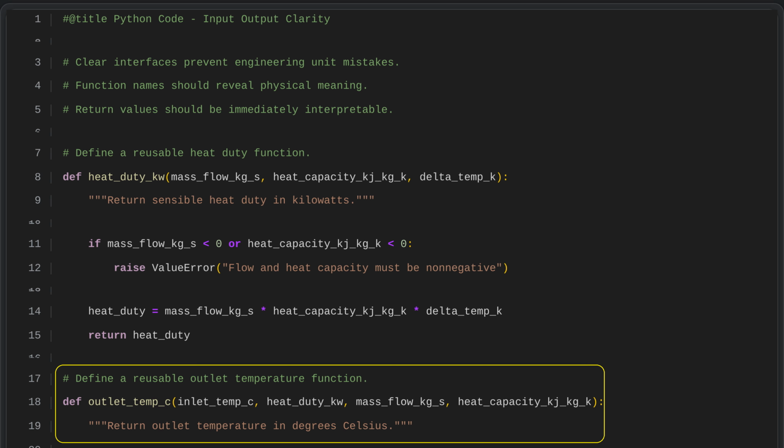A function calculates the outlet temperature in degrees Celsius using the inlet temperature, heat duty, mass flow rate, and heat capacity. It checks that the mass flow rate and heat capacity are positive to prevent invalid calculations. The result is a clear outlet temperature value for use in engineering applications.